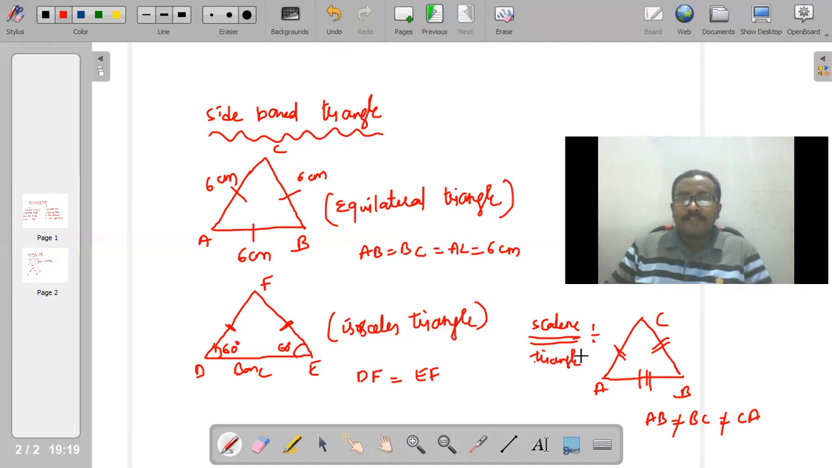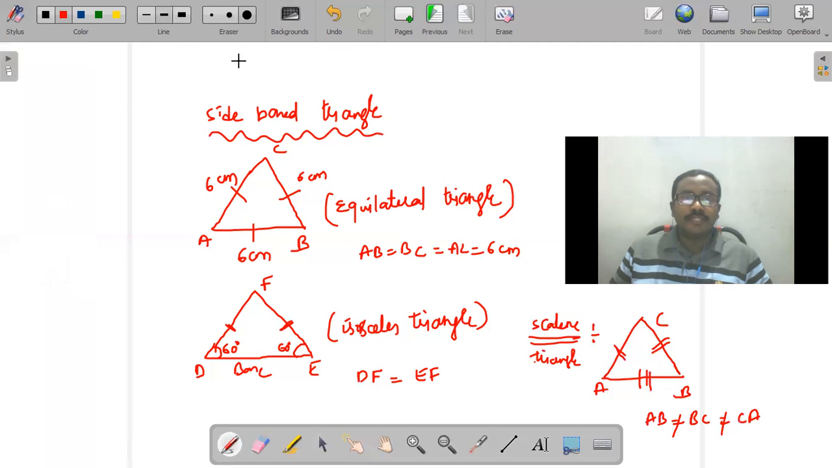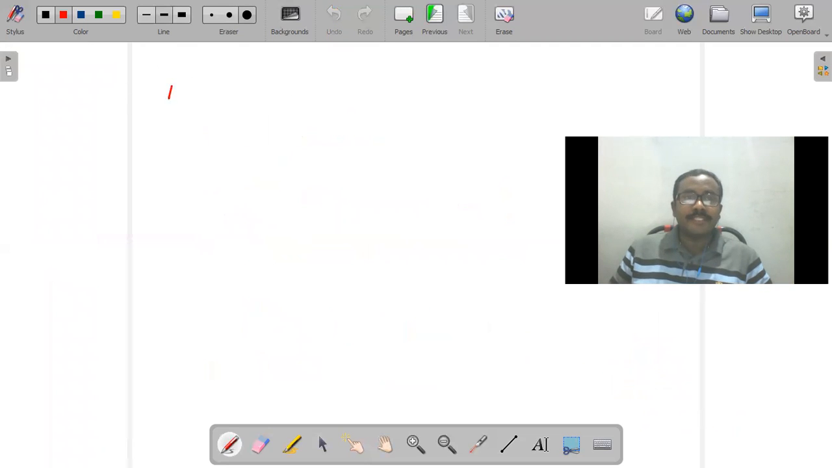So this is about side-based triangles. Many of you may get confused between side and angle. In a triangle we have two classifications: the first is side-based triangle, and the second is angle-based triangle. Side-based triangle means equilateral triangle, isosceles triangle, and scalene triangle. I hope you understand this. Now we'll move on to the next one, angle-based triangle.